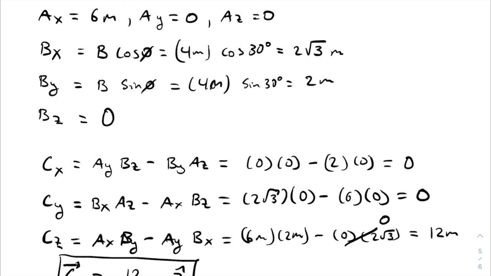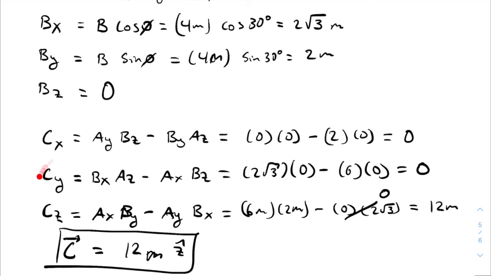With the components found, now we can use the equations that we found above, and we have that the component of vector C in the X direction is AY times BZ minus BY times AZ, which is 0 times 0 minus 2 meters times 0, which is equal to 0. Then CY is equal to BX times AZ minus AX times BZ, which is equal to 2 times the square root of 3 times 0 minus 6 times 0, which is equal to 0.